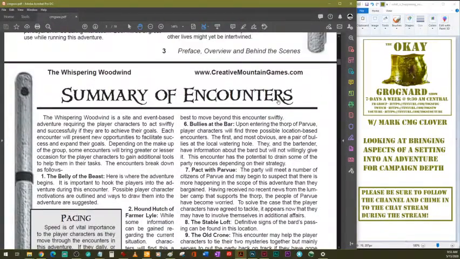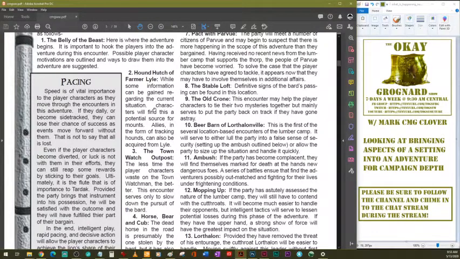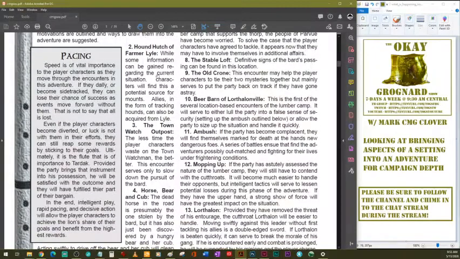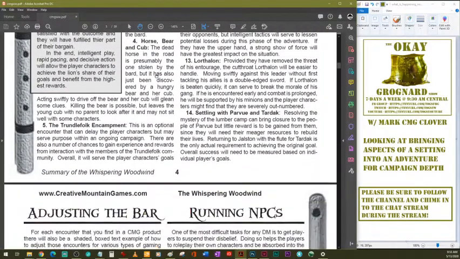This is a summary of the encounters. So we had the map with the listing of the encounters and their locations, and now we have a brief summary of each encounter. The adventure begins here at the Belly of the Beast. We've talked about that in the background material. Hound Hutch of Farmer Lyle is the next encounter. It's pretty self-explanatory. It's within civilization. There's a farmer. He's got a hutch full of hounds. Let's see. We got Town Watch Outpost. That's on the road, leaving or entering the town. Out on the road, you're out in the wilderness. Horse, bear, and cub. Trundlefolk encampment.